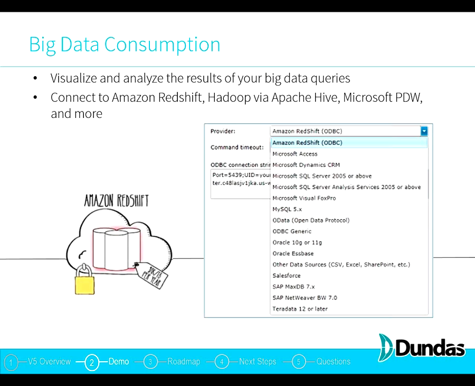First up, big data consumption. In version 5, we've developed new data connections for Amazon Redshift, Hadoop via Hive, and more big data sources that allow you to extract and visualize results of tens and hundreds of millions of records in seconds, making it possible to visualize this data with a quick dashboard load time. This new connection adds to our large list of supported data sources. Together with the data provider API, Dundas Dashboard allows you to extract data from any source and visualize it anywhere.